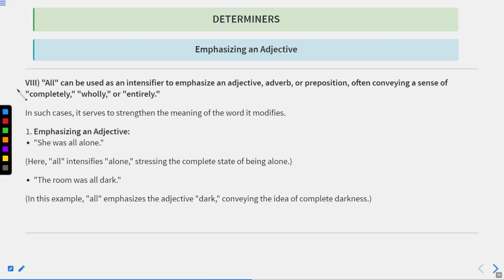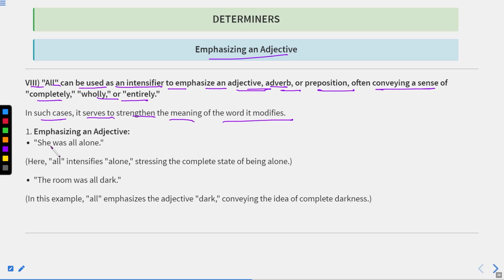Now, next is emphasizing an adjective. All can be used as an intensifier to emphasize an adjective. Adjective means a word which qualifies a noun. It can also emphasize an adverb or preposition, often conveying a sense of completely, wholly or entirely. In such cases, it serves to strengthen the meaning of the word it modifies.